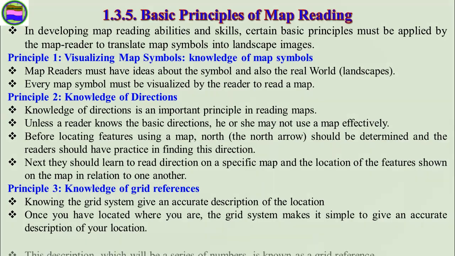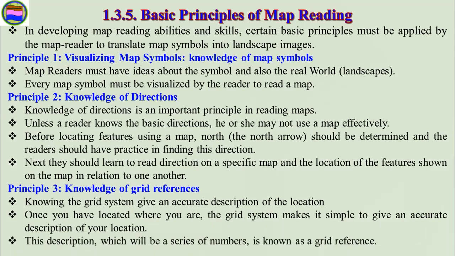And the other one is this description, which will be a series of numbers, also known as a grid reference. So by reading latitude and longitude in the international grid reference system, and also by reading easting and northing in the national grid reference system, we can identify the location of the features on a map. So this is more about today's presentation.